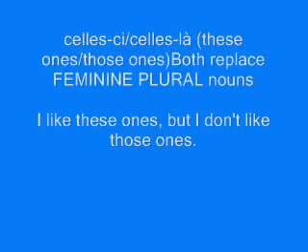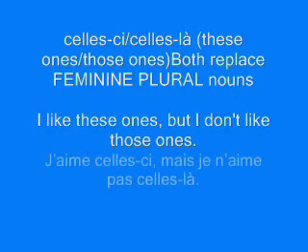Celles-ci or celles-là, these ones or those ones. Again, these are the same, these ones, those ones, but the only difference is that they replace a feminine plural noun. Ceux-ci, ceux-là replace a masculine plural, while celles-ci, celles-là replace a feminine plural. When using celles-ci, it shows that the nouns or the objects you are referring to are nearby, and celles-là distant.